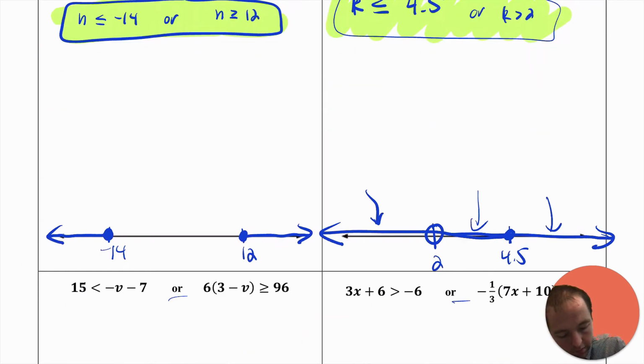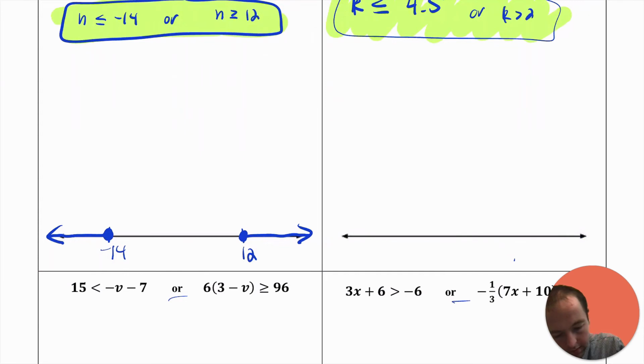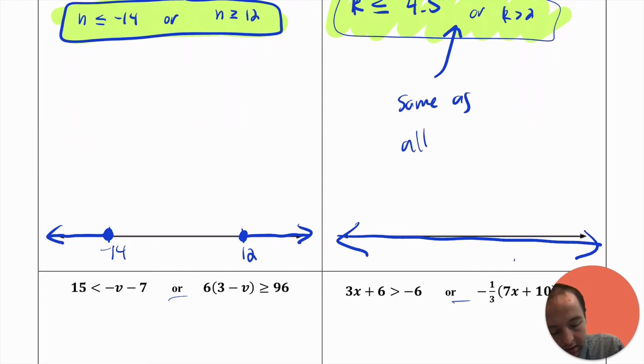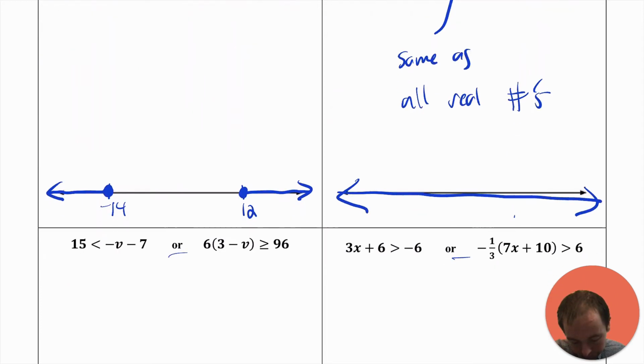So I guess a better way to draw this out would be to just do this, and really the solutions are all real numbers. So another way to write that k is less than or equal to 4.5 or k is greater than 2, it's the same as all real numbers. So all real numbers satisfy that OR compound inequality.